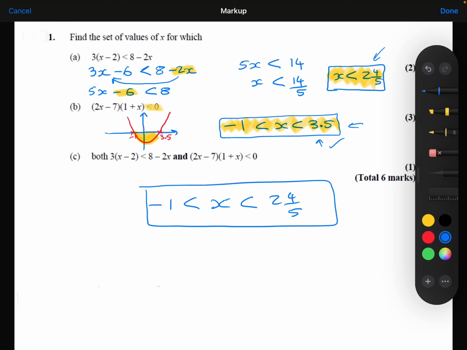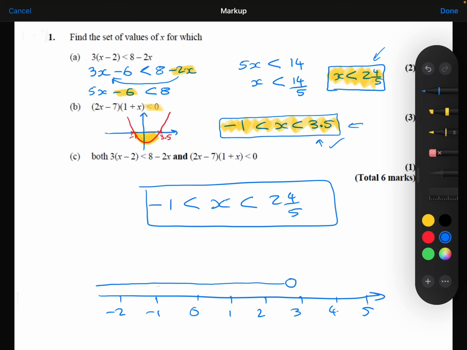Alternatively, a different way you can think about part C, if I was to just draw a number line, and we'll go from minus 2, minus 1. The first inequality is true as long as x is less than 2 4/5. So 2 4/5 is roughly about there. So as long as x is any of these values, less than 2 4/5, the first inequality is true. And the second inequality is true as long as x is between minus 1 and 3.5.